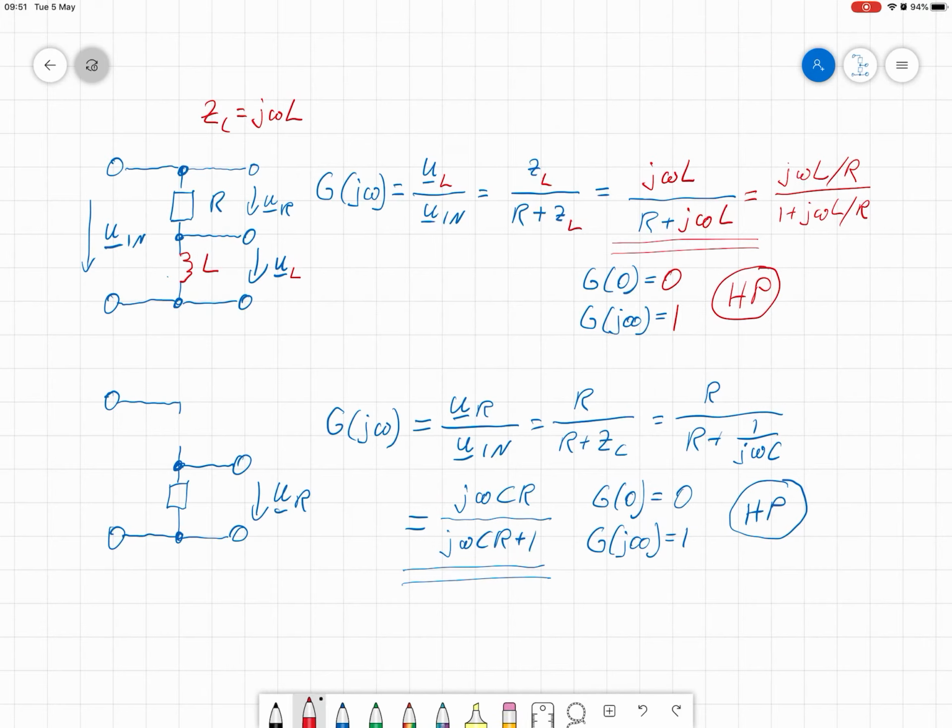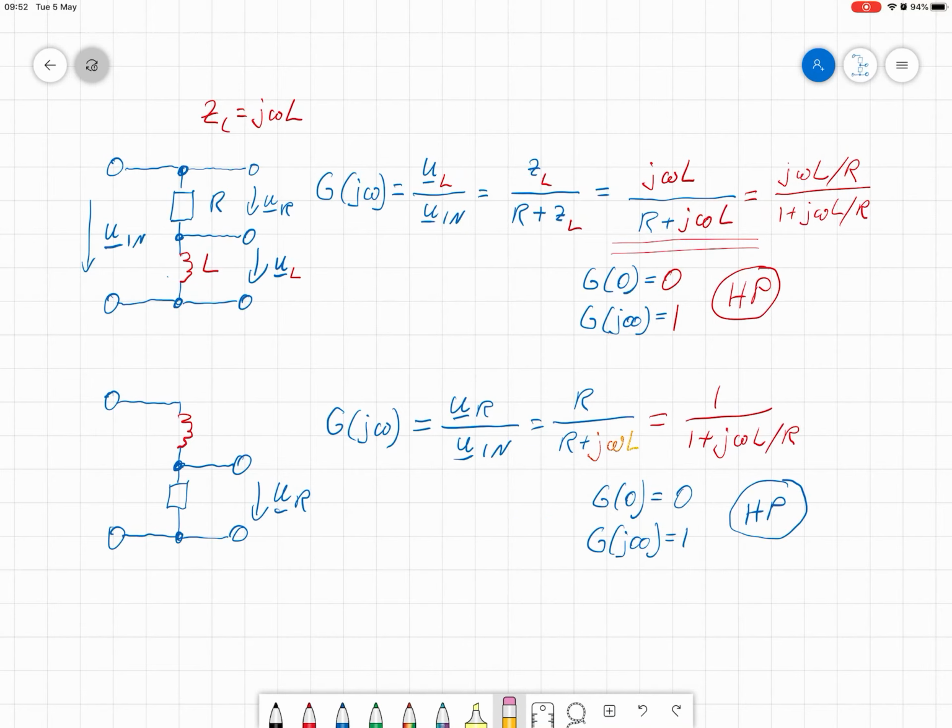There we are. So if we insert an inductor here, again create an LR filter and now take the voltage over the resistor as the output, very much the same happens. So we replace this term here with J omega L, and we find that again we can rewrite this slightly if we like by dividing through R. We get 1 over 1 plus J omega L divided by R.